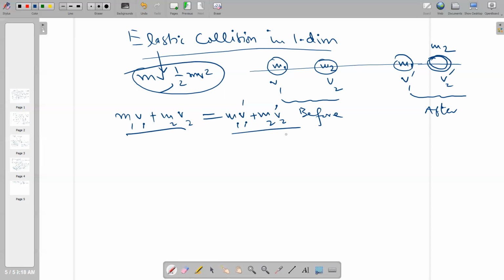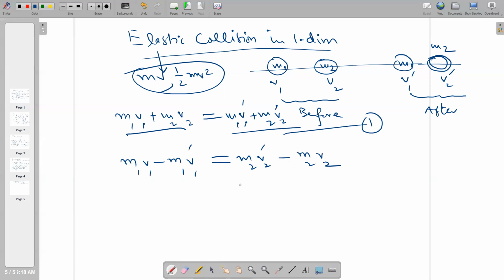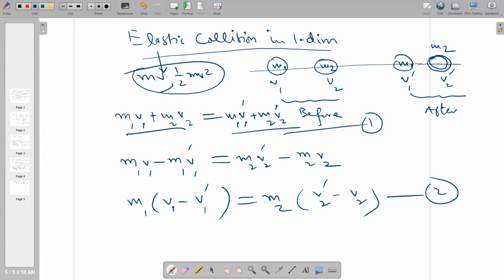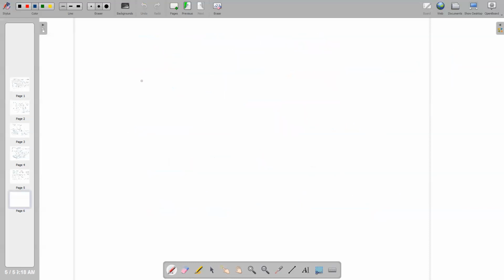This is equation number 1. I want to rearrange this equation: m1 v1 minus m1 v1 dash is equal to m2 v2 dash minus m2 v2. So you can write this equation in this form, or you can take m1 and m2 common from here. This is equation number 2. Now the momentum part is finished. Now the game is starting about the kinetic energy. In the next slide, see the kinetic energy.